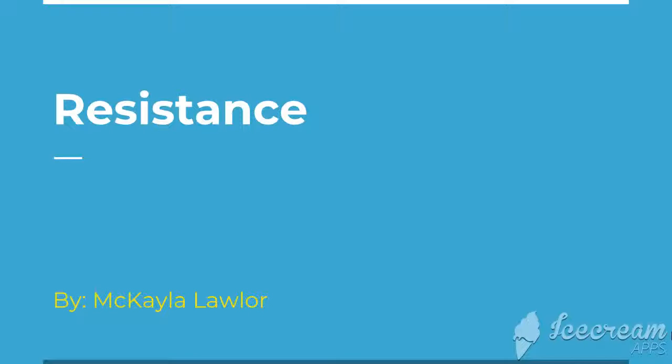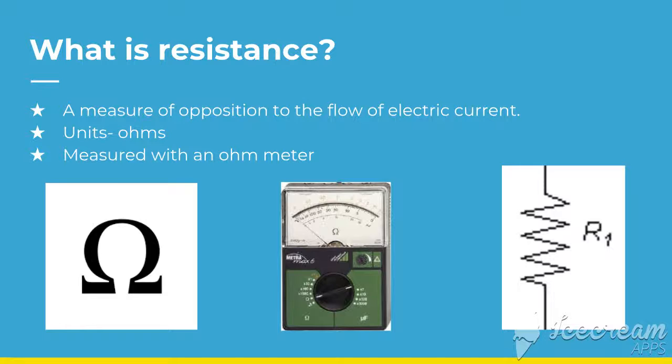So in this video, I'll be discussing resistance. What is resistance? Resistance is a measure of opposition to the flow of electric current. The unit that it is measured in is ohms, and it is measured with an ohm meter.